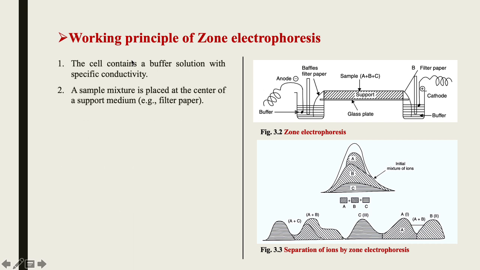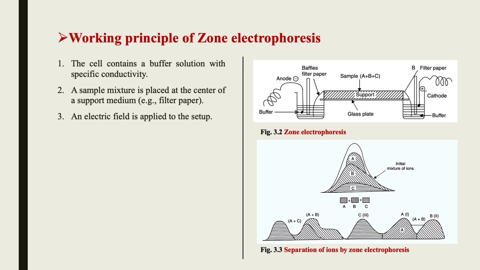First, the working principle of zone electrophoresis: the cell contains a buffer solution with a specific conductivity. So first we are talking about the buffer contained in the electrophoretic cell. Then the sample mixture is placed at the center of the support medium, that is the filter paper. So you will have this buffer-soaked filter paper where your sample will be placed in the center. This is the second part.